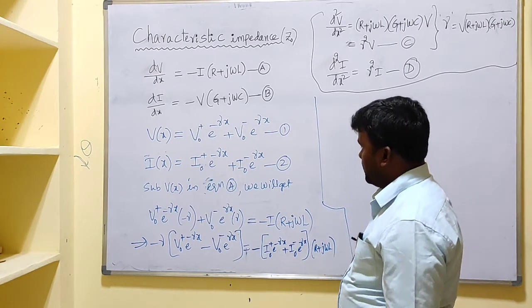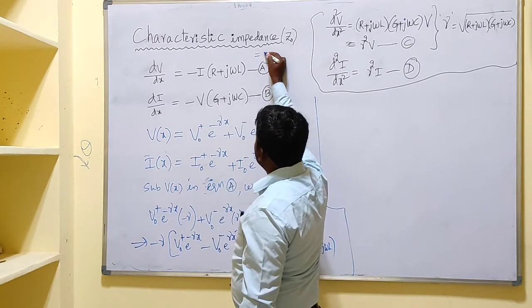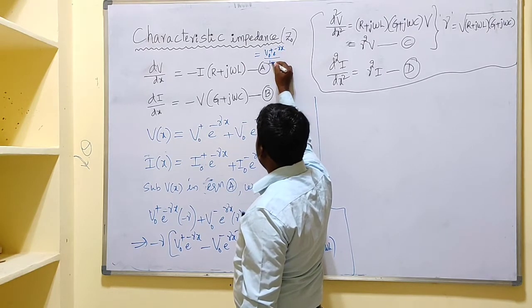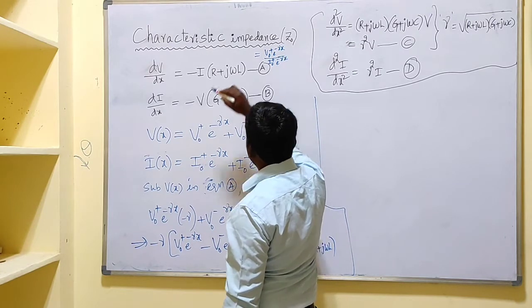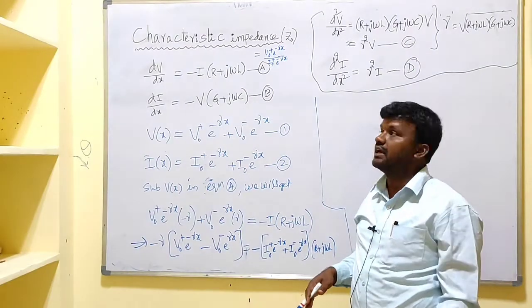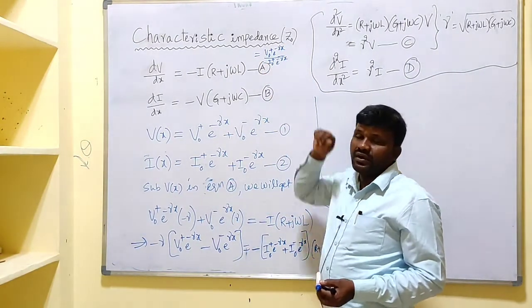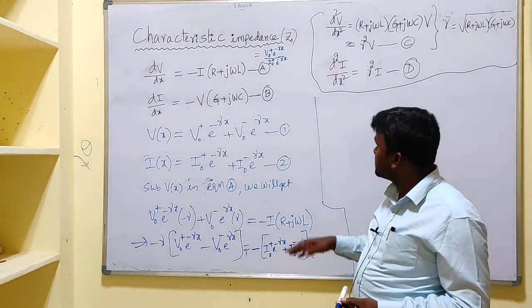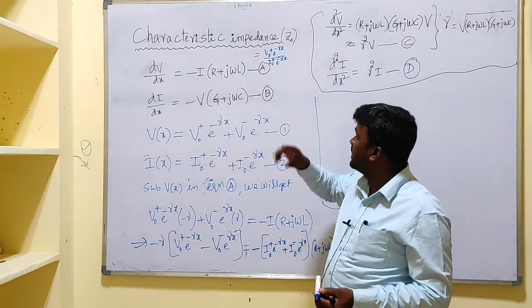Why are we writing it like this? Basically, the characteristic impedance is defined as V naught plus e to the power minus gamma x by I naught plus e to the power minus gamma x. Impedance means the ratio of voltage to current. So it is defined as the ratio of forward voltage to the forward current, or else it is also defined in terms of the reverse voltages and the reverse currents. We will see the definition later.